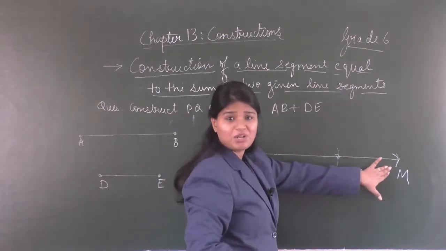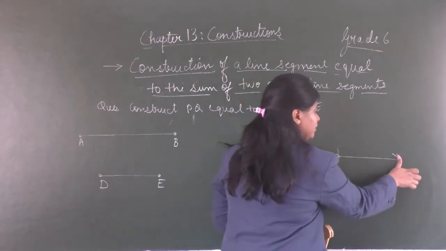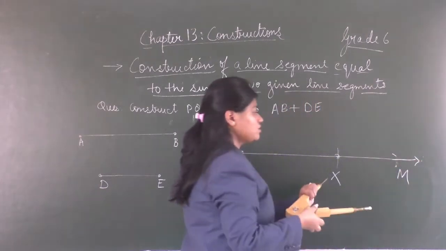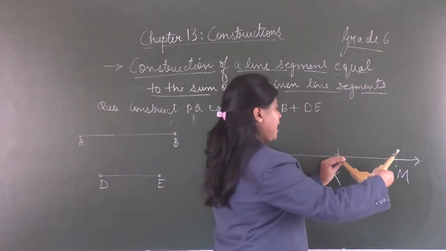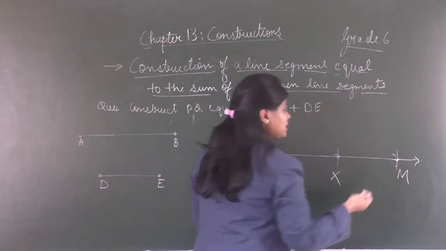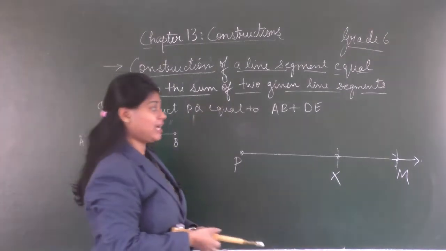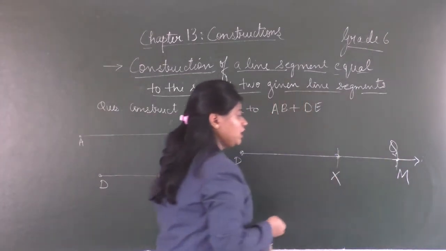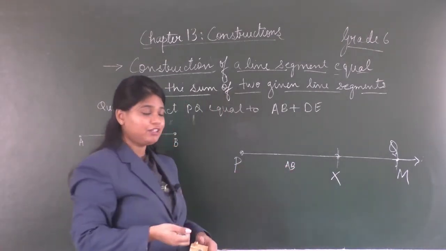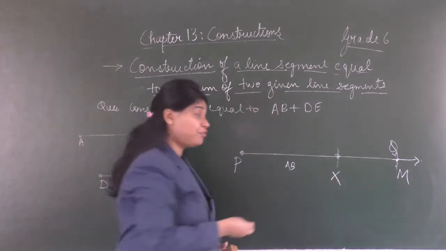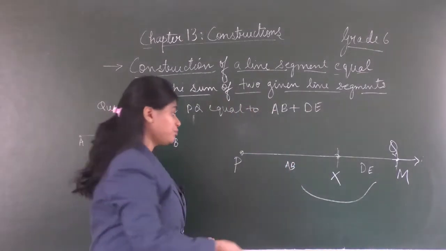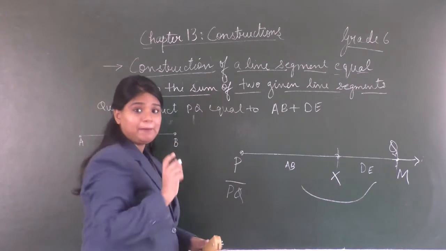Now as you can see, this is overlapping with the arrow. So what you can do, you can extend your line. Okay, so again I will keep the needle on X and I will mark an arc, and I am naming this arc as the second point, that is Q. Okay, so from P to X is the measurement of AB, and from X to Q is the measurement of DE. And when I am combining these two measurements, I am getting the measurement for line segment PQ.